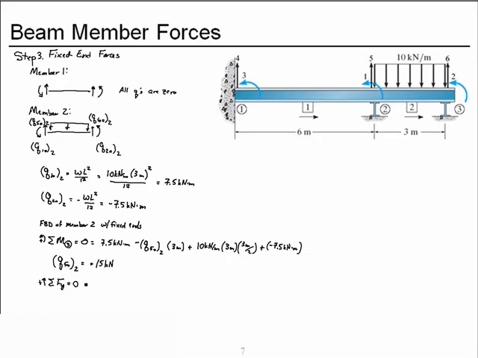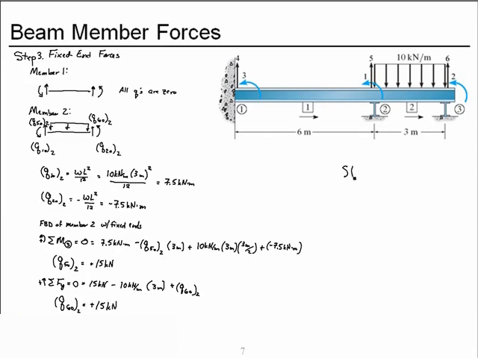Now let's apply vertical equilibrium. Choose up to be positive. We have the 15 kilonewtons shear at the left end minus the uniform distributed load acting over 3 meters plus the unknown shear at degree of freedom 6. Let's solve for the fixed end force at degree of freedom 6, and we get also a positive 15 kilonewtons.